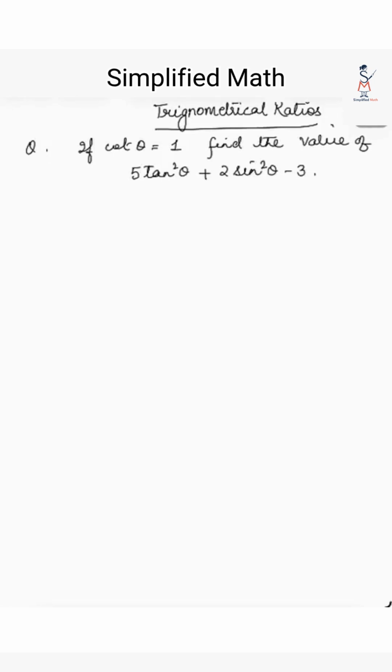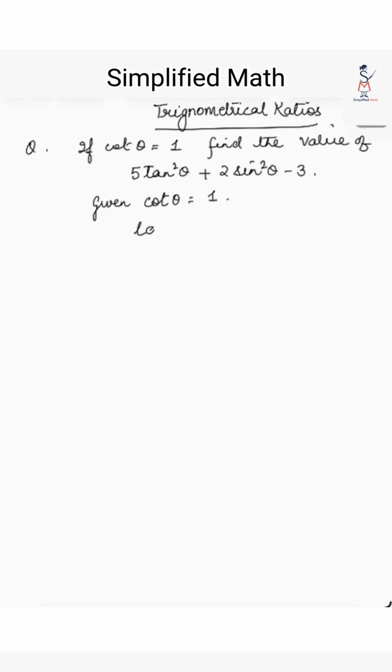Hi, we are doing trigonometrical ratio. If cot theta is 1, find the value of 5 tan square theta plus 2 sin square theta minus 3. So what is given to us? Cot theta is equal to 1, right?